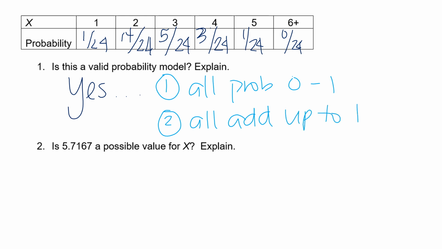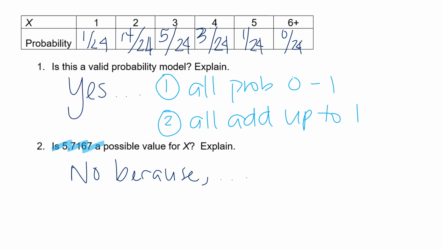Now we're going to start to talk about discrete versus continuous, and this is where it depends on the variable and what we're talking about. Since our variable X stood for the number of children, if a question was asking is 5.7176 a possible value for X, hopefully you would be able to say no, because we're talking about the number of siblings, which means you can't have 0.7167 of a sibling. And in stats, we don't worry about what if someone's pregnant. If they're physically in the world, then they count in this situation.